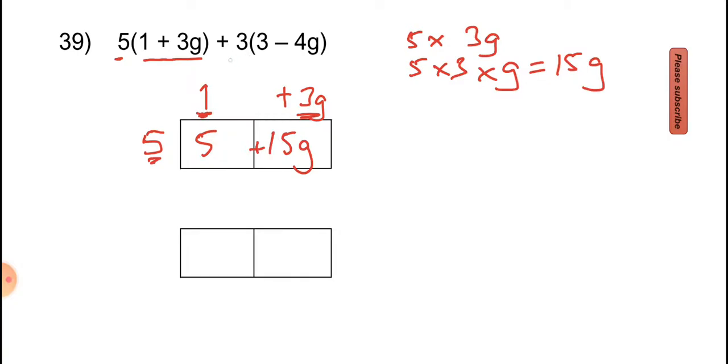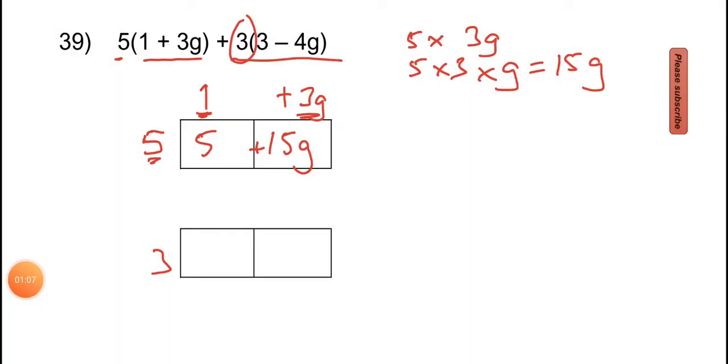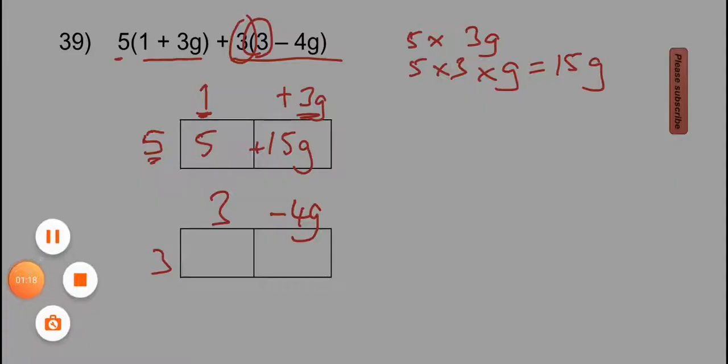And then for the second bracket now, to expand that, because I can see the 3 outside the bracket, I'm going to put the 3 on the left there, and then this 3 and minus 4g will come on the top.